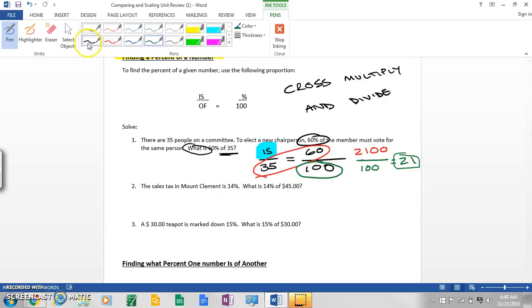Let's set up the second one. It says the sales tax in Mount Clement is 14%. What is 14% of $45? Okay, we have our basic setup here. Is over of equals percent over 100.